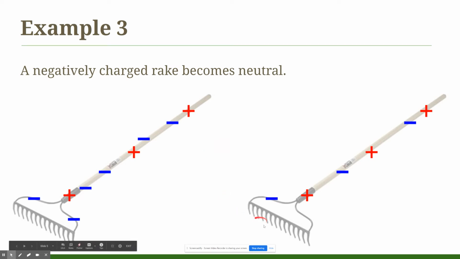This process, if you remember from N1, is called grounding. When we make something neutral, if we touch it to the ground, we can ground it, and that just means make something neutral.